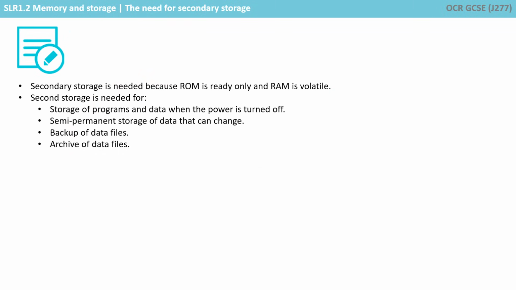So just to recap, secondary storage is needed because ROM is read-only and RAM is volatile. Secondary storage is needed for the storage of programs and data when the power is turned off, semi-permanent storage of data that can change, backing up of data files and archiving of data files.